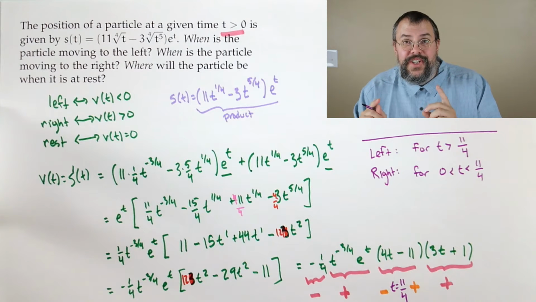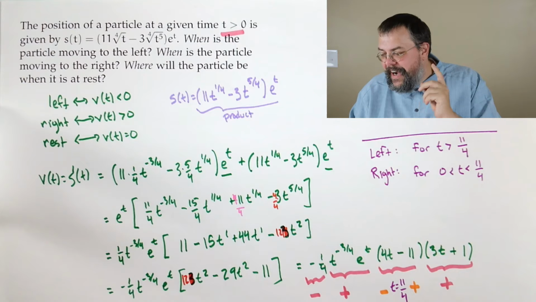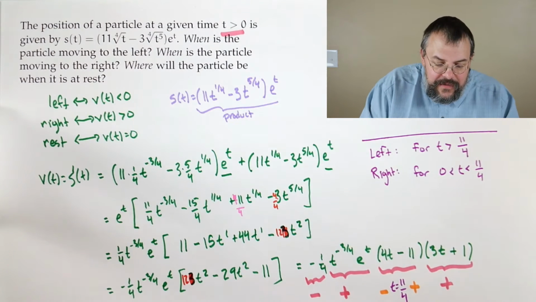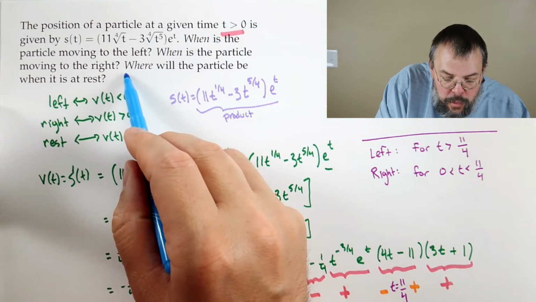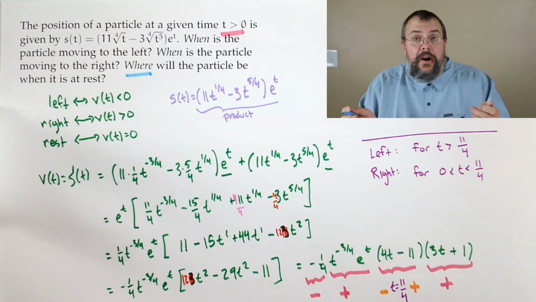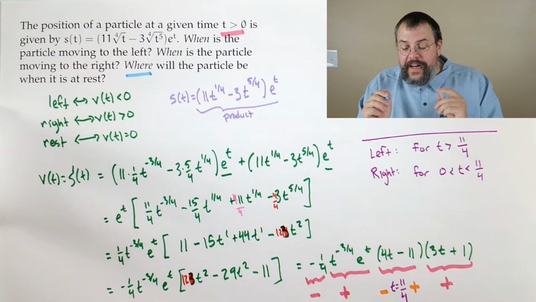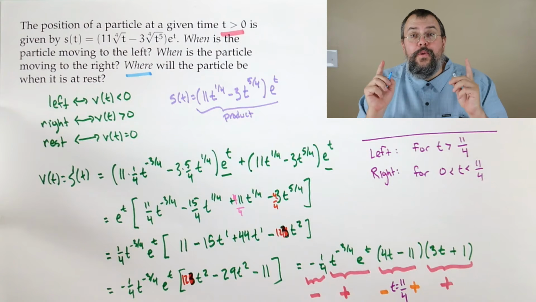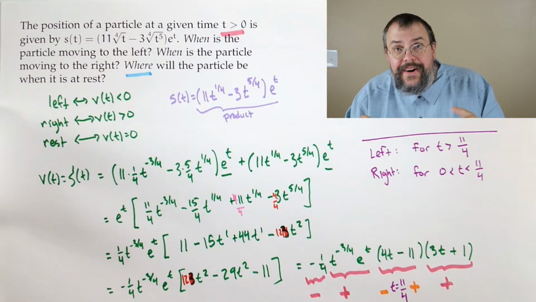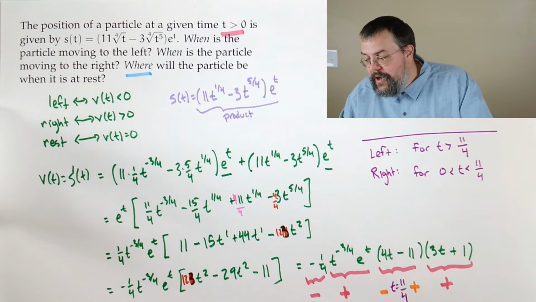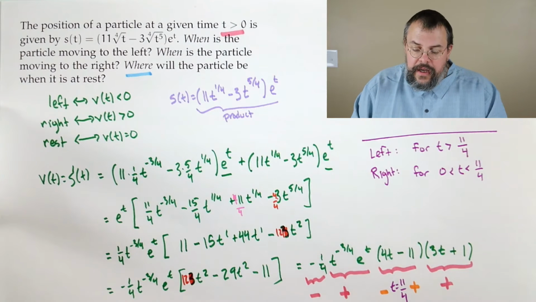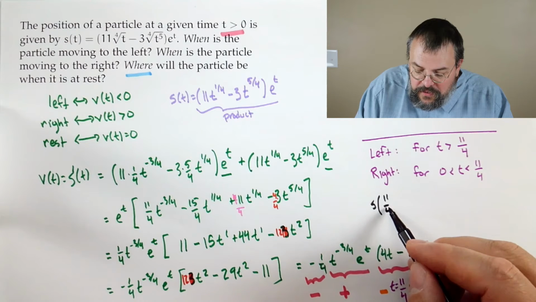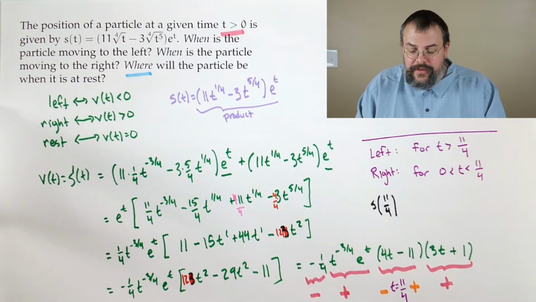Now, the last question, and we have to be careful here because I think I may have misread the original question. Notice how it's phrased. It's not a when, it's a where. So we figured out the when. The when is at 11 over 4. So the where, how do I do that? Well, the where would be at S of 11 over 4. That's where we're at rest.